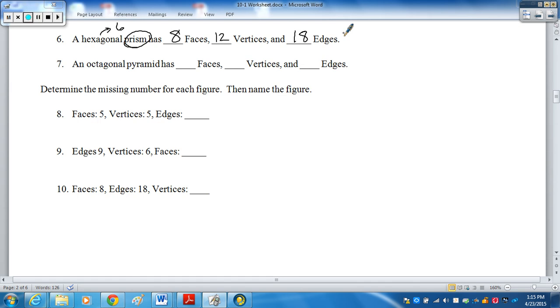Okay? Now, for the next one, number 7, the octagonal pyramid, we have 8 sides for the base, which is the octagon. And again, remember, it's a pyramid, so there's just one base here. So we have an octagon on the bottom, and then we have 8 lateral faces leading up to a vertex. So there's a total of 9 faces in an octagonal pyramid. Okay? Number of vertices, we have 8 vertices on the bottom for that octagon and 1 top vertex of the pyramid. And so there's a total of 9 vertices in a pyramid.